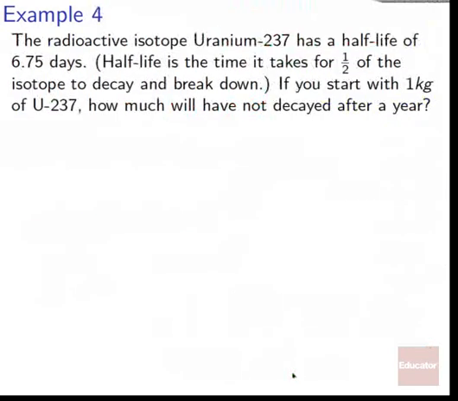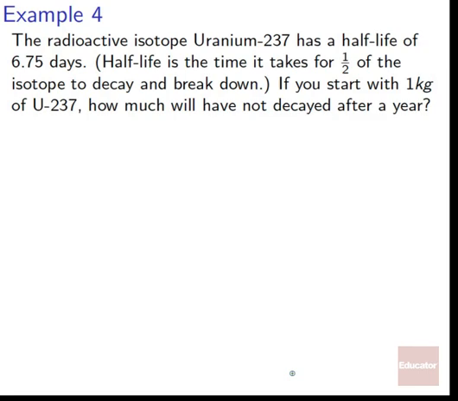All right. Fourth example, final example: the radioactive isotope uranium-237 has a half-life of 6.75 days. Now what's half-life? We'd have to go figure that out. Luckily they gave it to us right here. Half-life is the time it takes for 1/2 of the isotope, 1/2 of the material of our isotope, to decay and break down, to go through a process of decay.